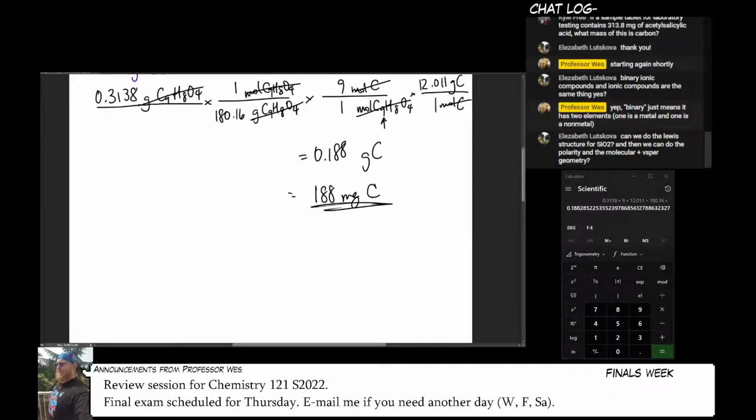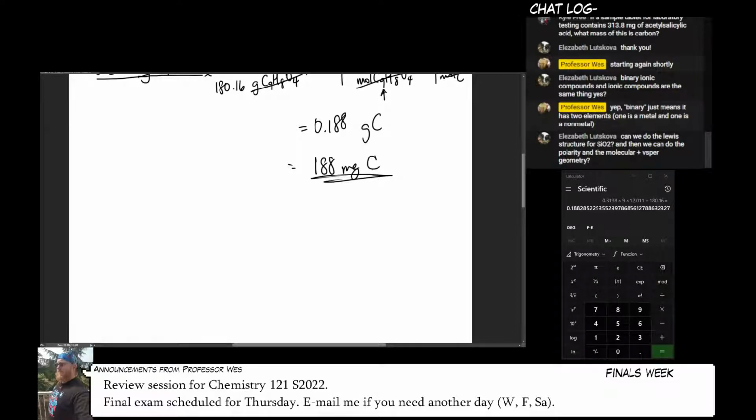All right, and then Lewis structure for SiO2. So same as SiSe2 because it has the same number of electrons. So you can go back and see what that one was, if you are curious. There we go.